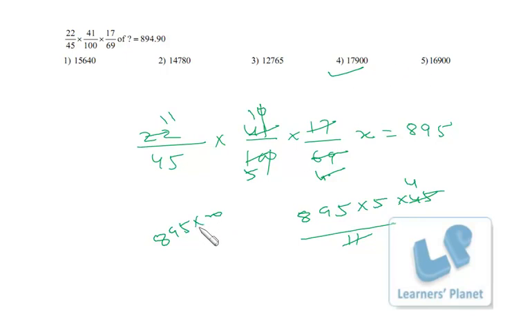So, otherwise 895 into 2 can also be done. Okay, so you'll be getting exactly this answer. Okay, so this is how the approximation method is followed.